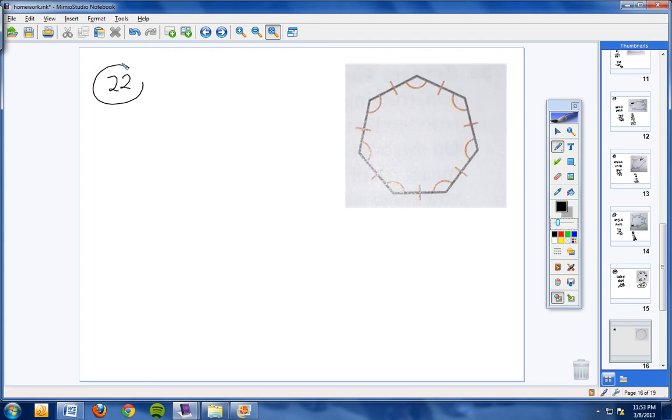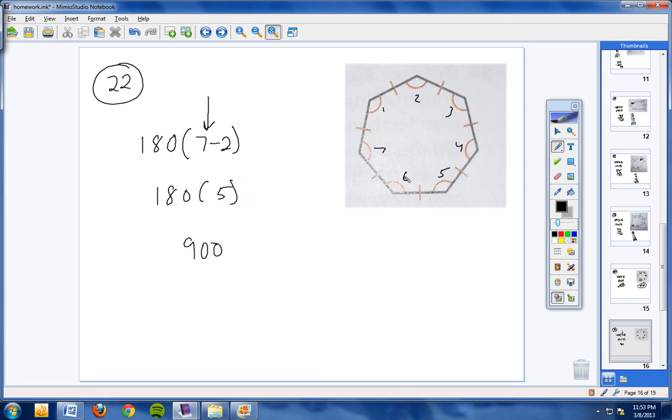Again, they want us to do the same thing. They want us to find the measure of one of these angles. Now I've got 1, 2, 3, 4, 5, 6, 7 angles. By the way, there's 7 sides also. So if I wanted to find the sum of all of these 7 angles added together, I would take 7 minus 2. Why do I put a 7 here? Because there's 7 sides, and 180 times 5 should be 900. So all 7 of these angles added together would equal 900.